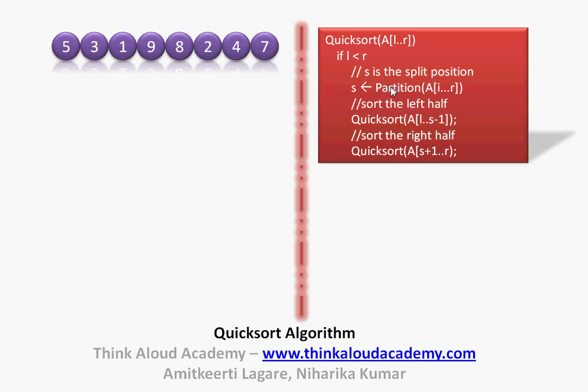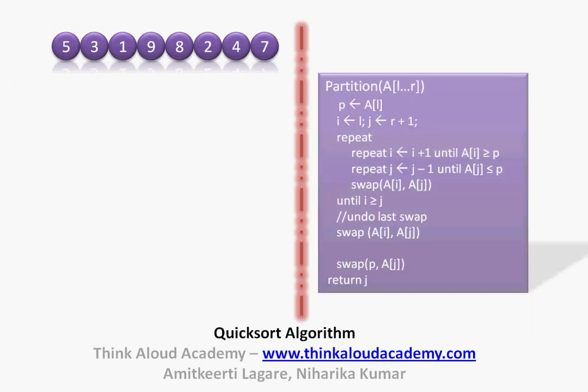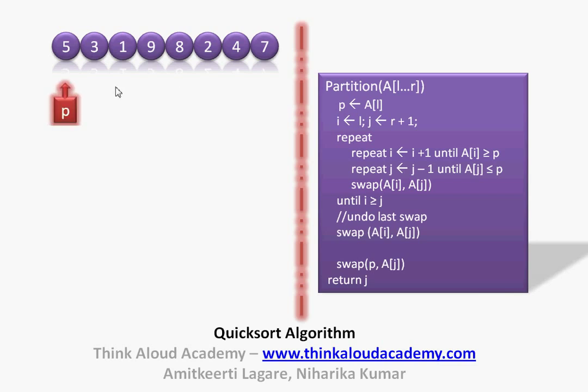So what we have to do is partition this into two parts. We call a partition function whose output will be a partition of this array, where the pivot would be in its appropriate position and the whole array would be divided into two parts. So we call the partition function first, and the partition function says the pivot should be A of L, that is the leftmost element.